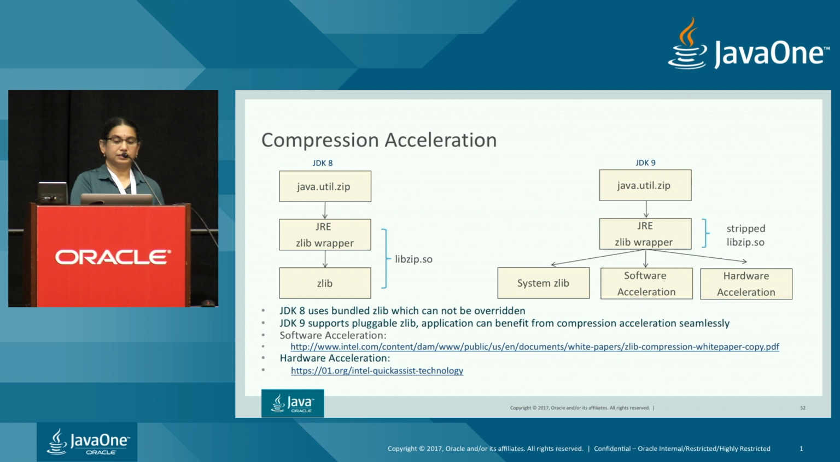The software acceleration can be done either through the Intel Performance Primitives, or there is a GitHub project, which is listed in the document here, that could be used. And for hardware acceleration, Intel introduced Quick Assist as part of the Skylake Lewisburg chipset. Quick Assist also has compression acceleration capability through a driver and library support that can be found at the link given here.